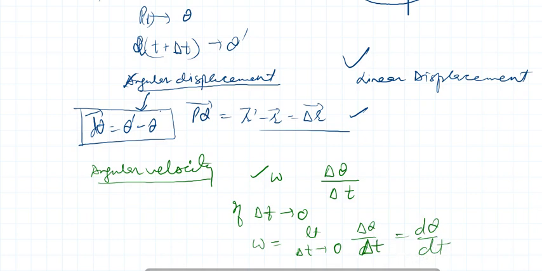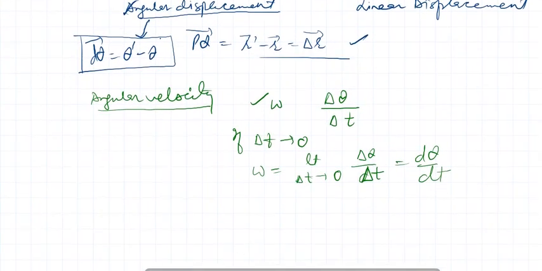Here theta is taken in radians and time in seconds, so radian per second is the unit of angular velocity, and here theta is in radians.